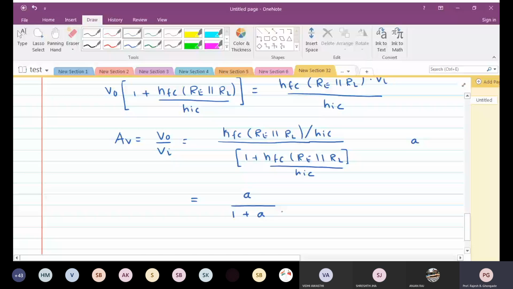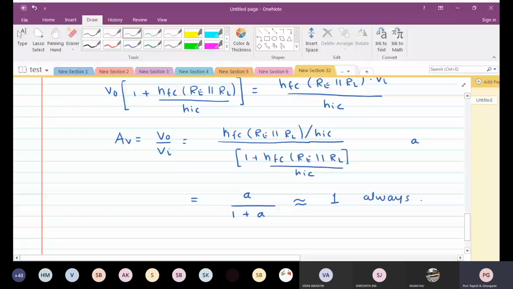So what is apparent from here? Generally A is much larger than 1. So this nearly is equal to what? 1. But always slightly less than 1.